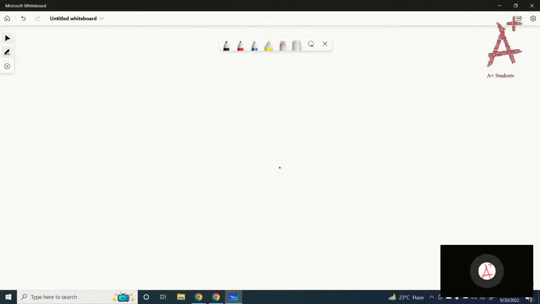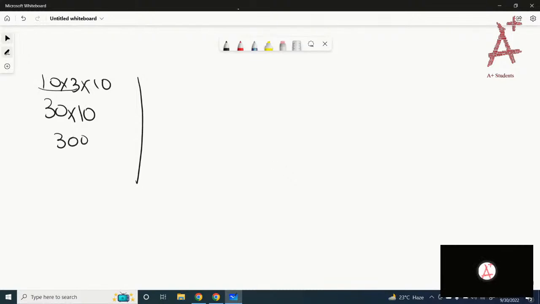Okay, the next one is 10 times 3 times 10. So just multiply 10 times 3. 10 times 3 is 30, and 30 times 10 is 300. Got it? So select the correct option and click on the OK button. Okay, the next one is 9 times 1 times 10. So just do 9 times 1. So 9 times 1 is 9, and 9 times 10 is 90. Got it? So select the correct option and click on the OK button.